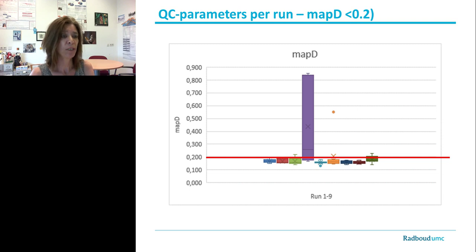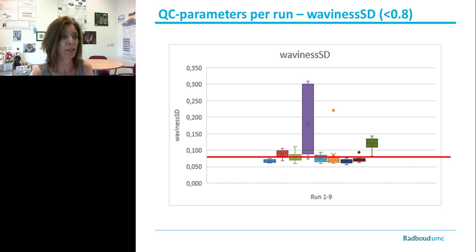For the MAPD, that should be a value below 0.2, and again, only run number 4 did not qualify here. And again, the waviness SD, which is an important QC parameter, should be less than 0.8, and only run 4 was really dramatically above. All others, the majority, were below, but 2 were suboptimal.